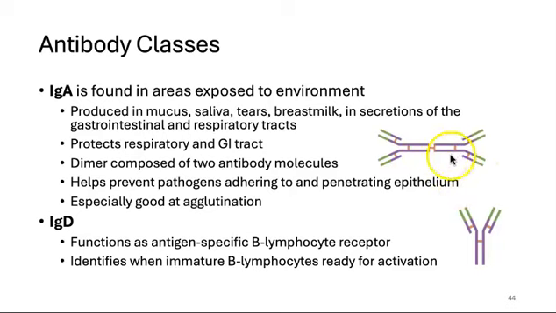So we really want those secretions to be covered with things like the mucus or our oral cavity with saliva so that pathogens stay out of the lining there. And it's especially good at agglutination. Then we have IgD. Now this functions as an antigen-specific B lymphocyte receptor, essentially like a BCR, and identifies when our immature B cells are ready for activation.